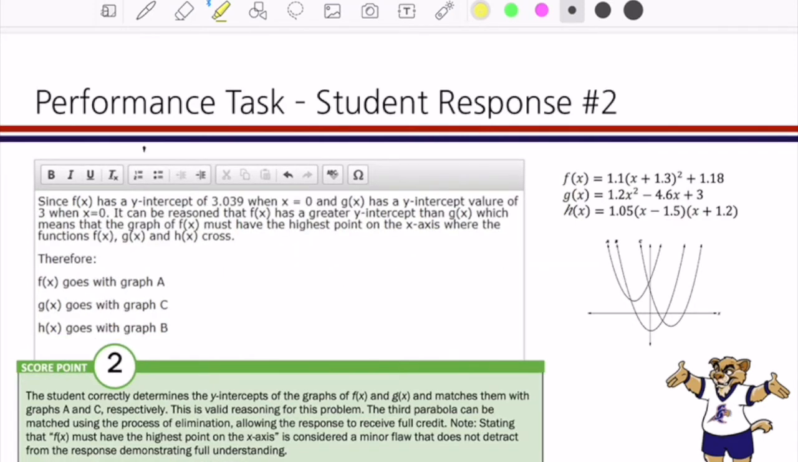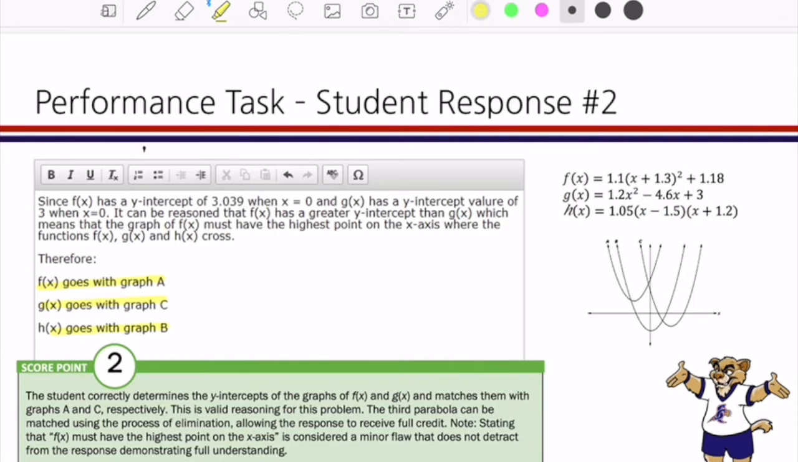Here's a second student response that we'll take a look at. So this student said since f of x has a y-intercept at 3.039 and g of x has a y-intercept at 3, they can reason that f of x has to have a greater y-intercept than g of x, and so they can use that to match f of x and g of x. And then the student summarized their match here. This response also scores a 2, but there's a couple of things in this answer that I wanted to point out to you.